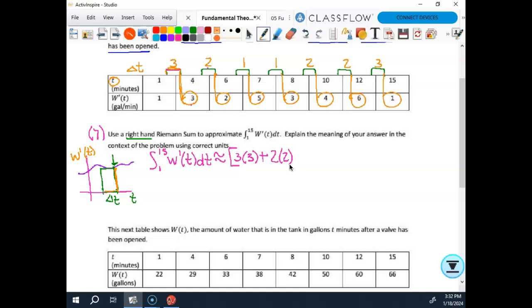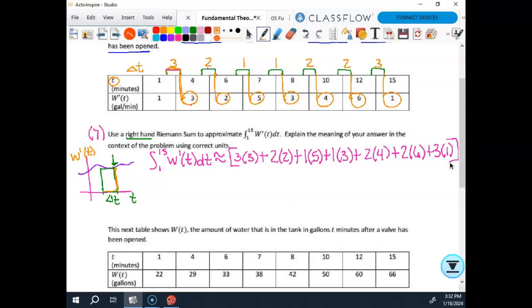All right? So then let's go ahead and write out the rest of them. Plus 1 times 5, plus 1 times 3, plus 2 times 4, plus 2 times 6, plus 3 times 1. And then I want to put the brackets on there so I can put my units.